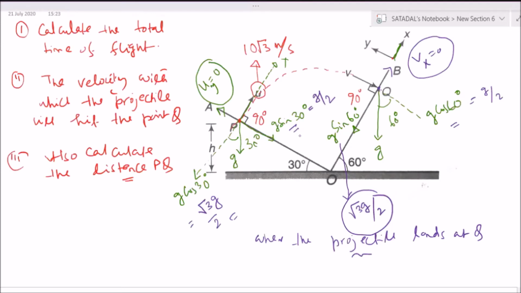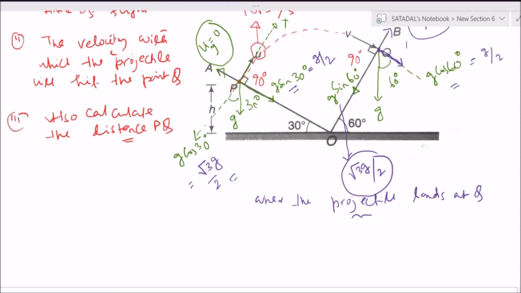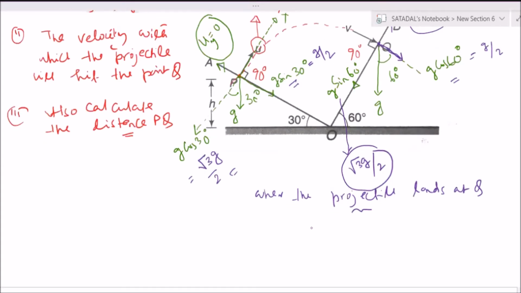Check here. What is the velocity along this line? Velocity along this line is 0. Why? Because the entire velocity is along this line. Is this point okay or not? Is this clear or not? Right? Okay. So when the projectile lands at Q, I can write Vx is equal to 0.